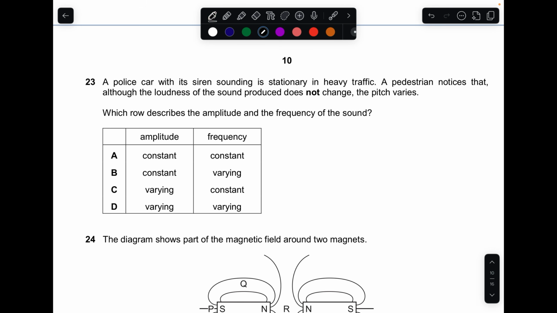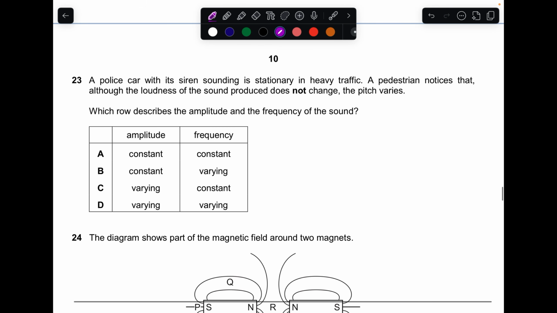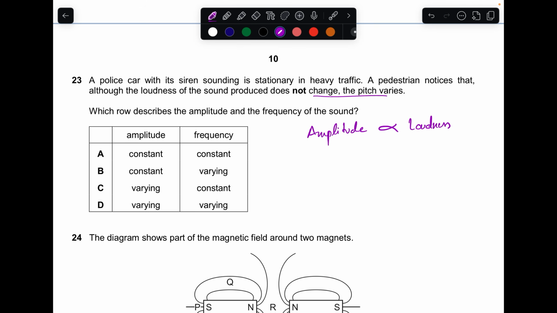In question 23, a police car with its siren sounding is stationary in heavy traffic. A pedestrian notices that although the loudness of the sound produced does not change, the pitch varies. Which row describes the amplitude and frequency? Okay, so amplitude is directly proportional to the loudness, and frequency is directly proportional to the pitch. So it's option B that is correct because amplitude is the same, loudness is the same, but frequency is changing, pitch is changing.